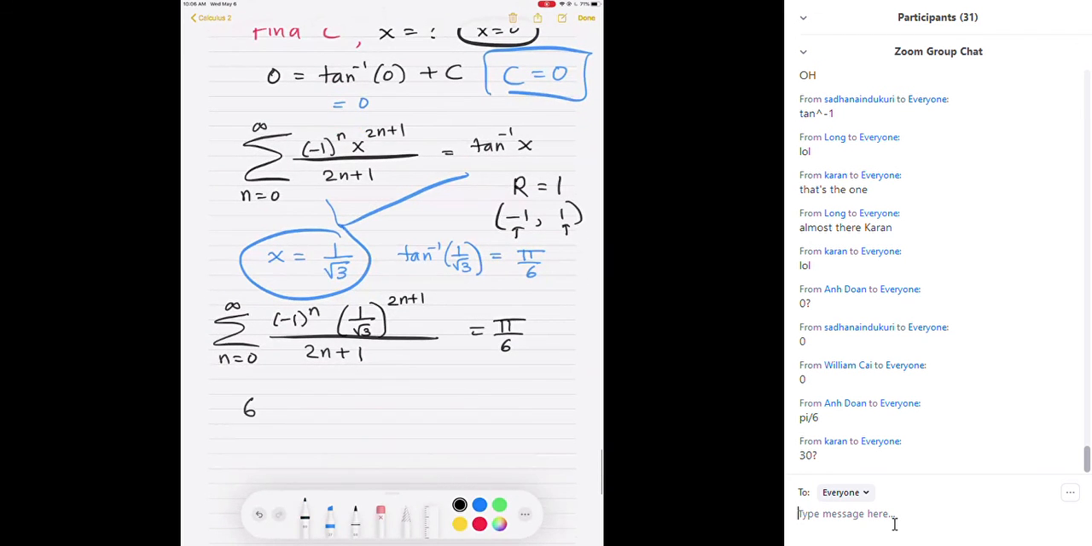So 6 times the sum of negative 1 to the n, 1 over 2n plus 1, square root of 3 to the 2n plus 1 is pi. If it was up to me, I would make each and every one of you write a program to compute the value of pi.